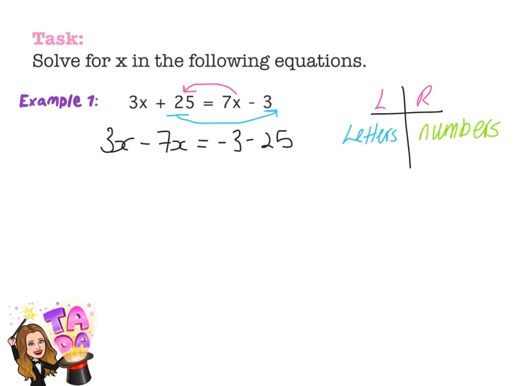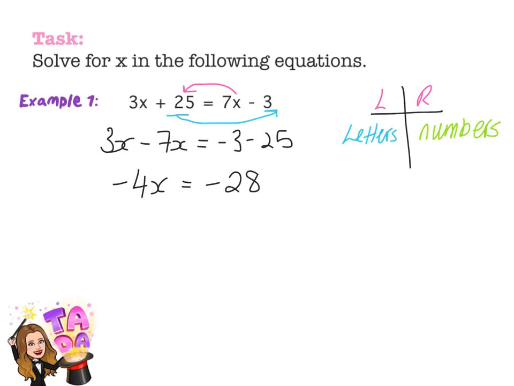Now we simplify because we've got like terms on the left and like terms on the right. So plus 3x minus 7x, well, we know that's going to be minus 4x, equal to, well, minus 3 minus 25, well, we'll keep the sign and we'll add them. So 25 plus 3 is minus 28.